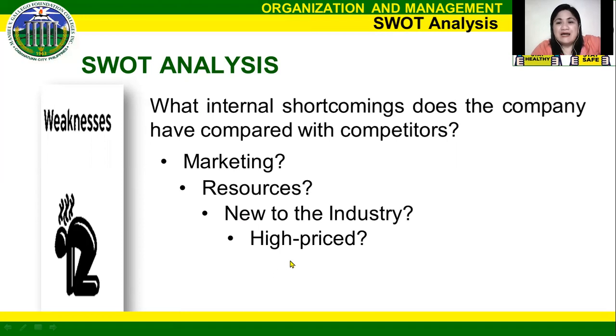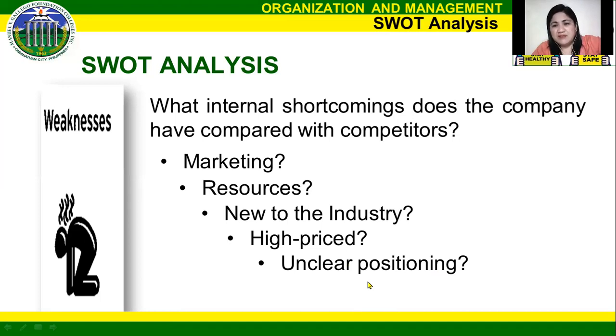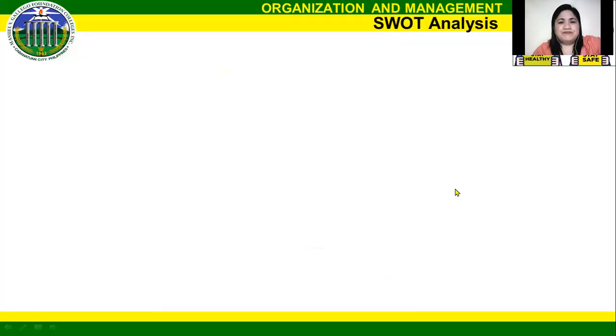Baka naman masyadong mataas yung presyo mo kasi mataas din yung production cost. Baka hindi maliwanag yung positioning. Pag sinabi natin positioning, sino ba talaga sa populasyon ang tinatarget mo? Unclear positioning. Anong age bracket? Anong group? Millennials ba yan? Children? Yung mga Generation Z? Mga baby boomers? Mga senior citizen ba yan? Mga toddlers? Working mothers? Sino yung tinatarget mo na mga magiging kliyente mo?